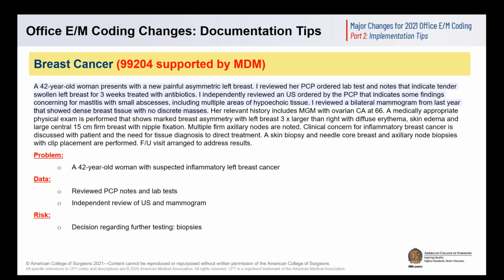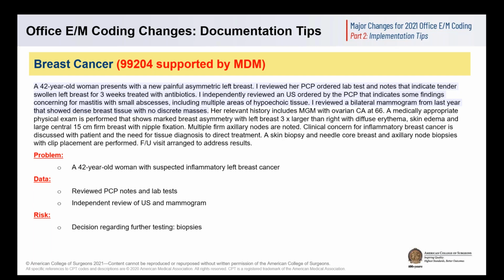Thanks, Dr. Lieberman. So our patient is a 42-year-old female who presents with a painful asymmetric left breast. Her PCP ordered lab tests and indicated that she had a tender swollen left breast for 3 weeks, treated with antibiotics. You independently reviewed the ultrasound ordered by the PCP that indicated some findings suggestive of mastitis or small abscesses, including multiple areas of hypoechoic tissue, and you have concerns that there may be more there than what was officially read. You review her bilateral mammogram from the year prior that shows dense breast tissue with no discrete masses.